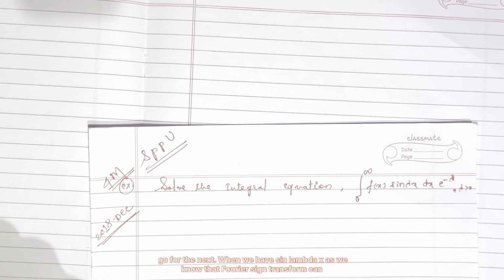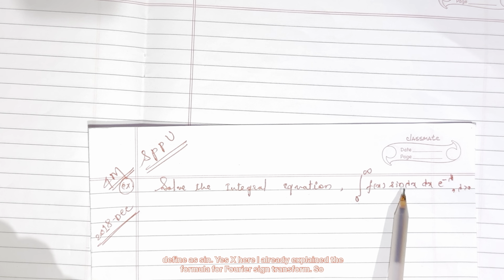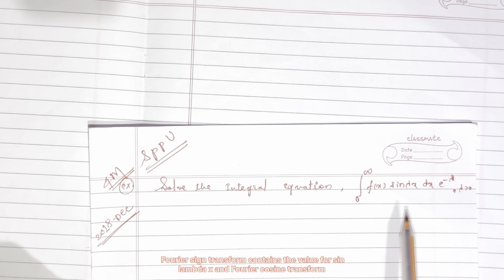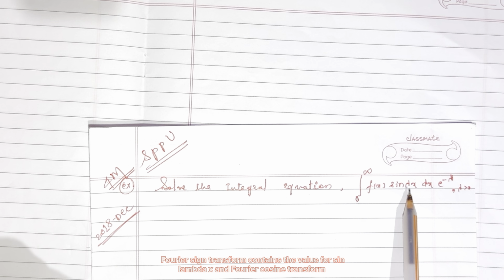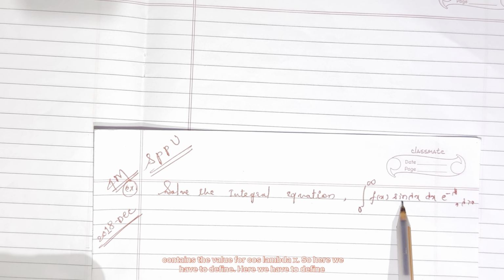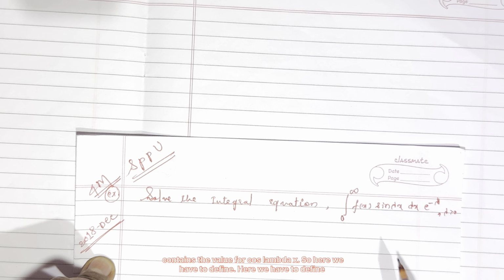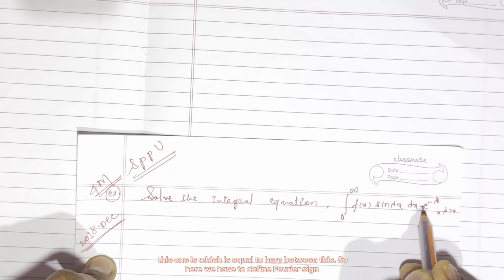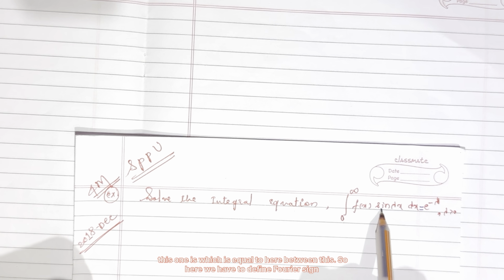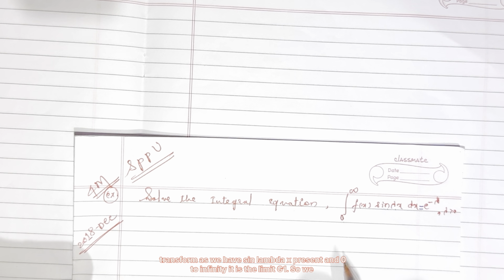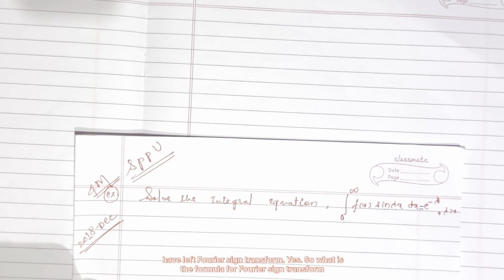Now we go for the next trick. When we have sine lambda x, the Fourier sine transform contains sine lambda x, and I already explained the formula for the Fourier sine transform. The Fourier cosine transform contains cos lambda x. Here we have sine lambda x present and 0 to infinity as the limit given, so we apply the Fourier sine transform.